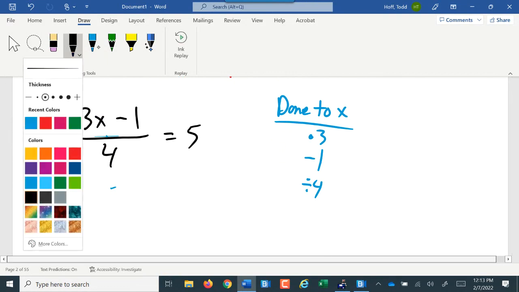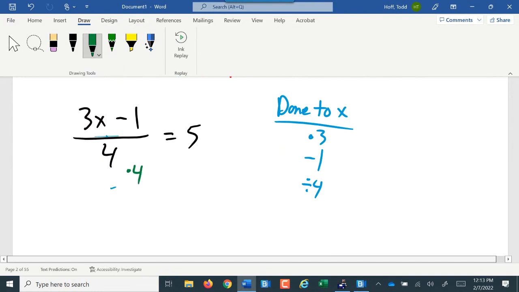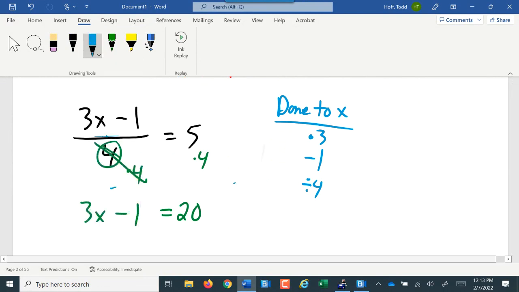First thing we're going to do to take it apart is to multiply by 4. That'll remove that dividing by 4. On the right side, 5 times 4 is 20. So on the left side, we multiplied by 4. All that did was remove this dividing by 4. We're left with 3x minus 1. Again, this is now an equation we know how to solve.